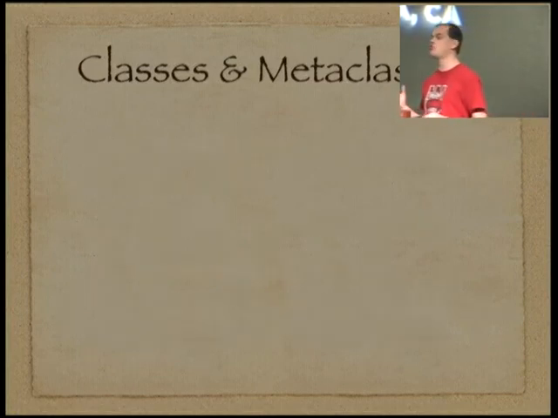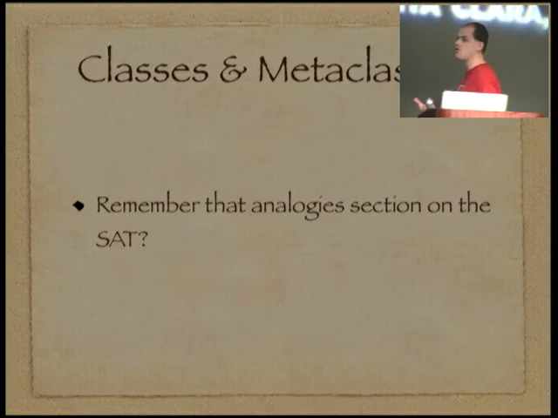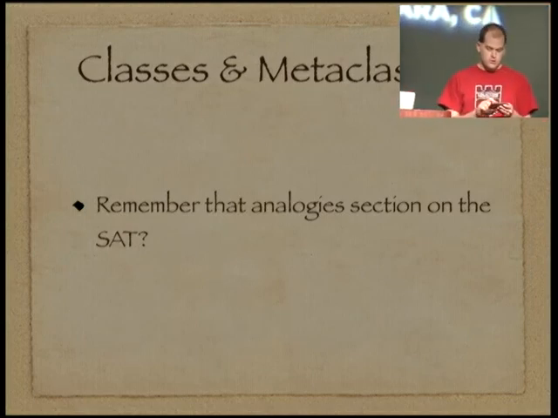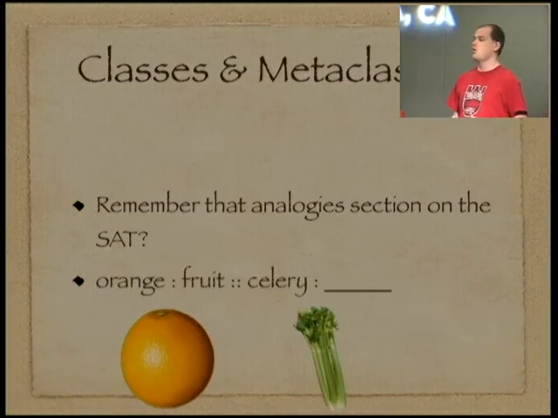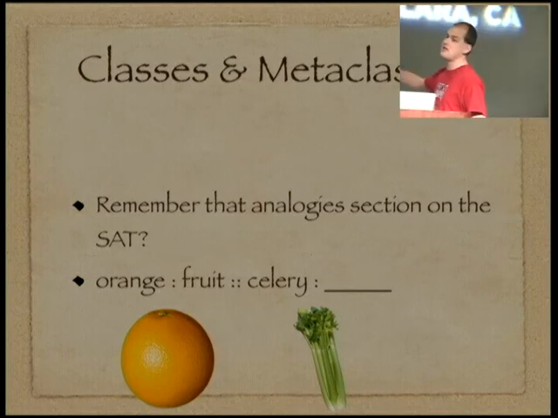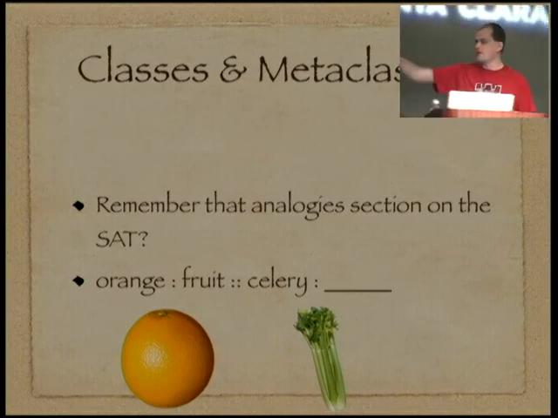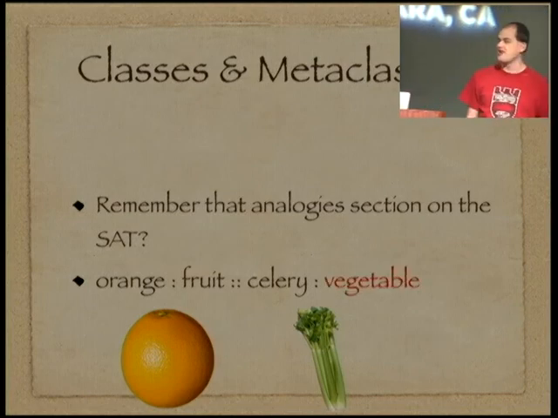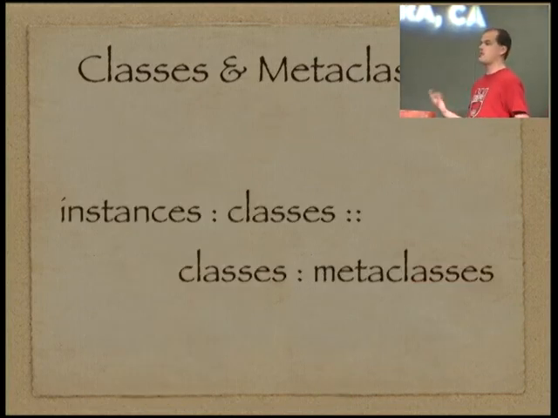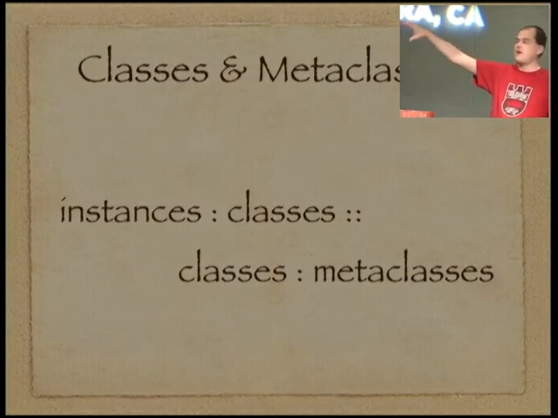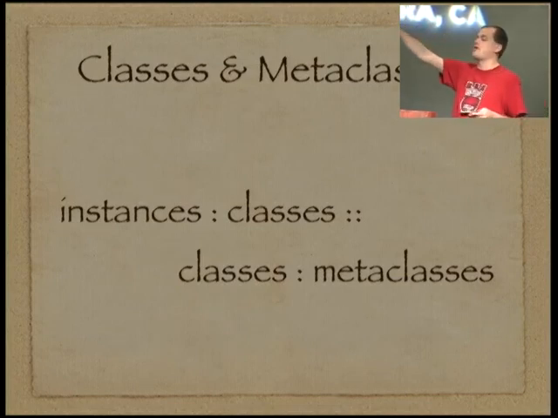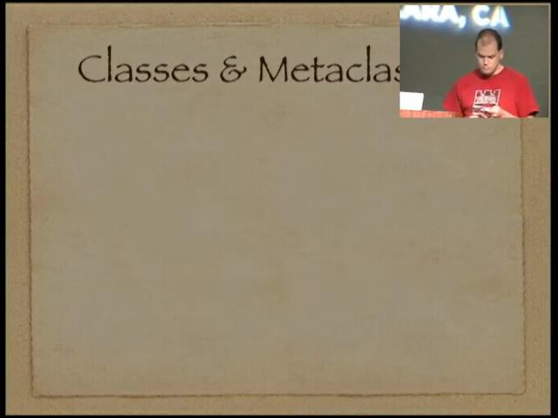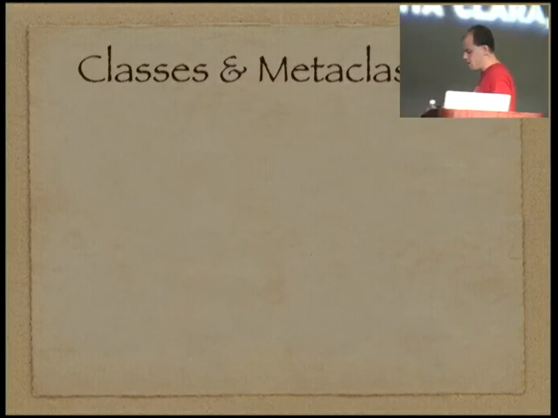And the last way I'm going to illustrate this is with the analogy section that, at least if you're from the United States, you probably took on the SAT test. You probably saw something like this. Orange is to fruit as celery is to blank. And you would have a multiple choice answer where you would have to state what the appropriate word there was. And of course, in this case, the answer would be vegetable. This is the appropriate analogy to understand classes and metaclasses. Instances are to classes as classes are to their metaclasses. And with that, I'm going to hope that understanding is clear.